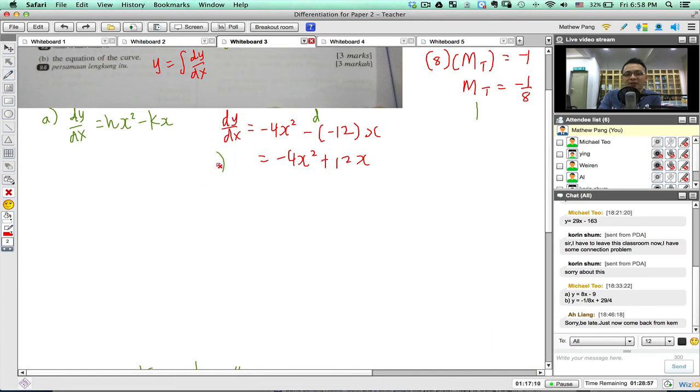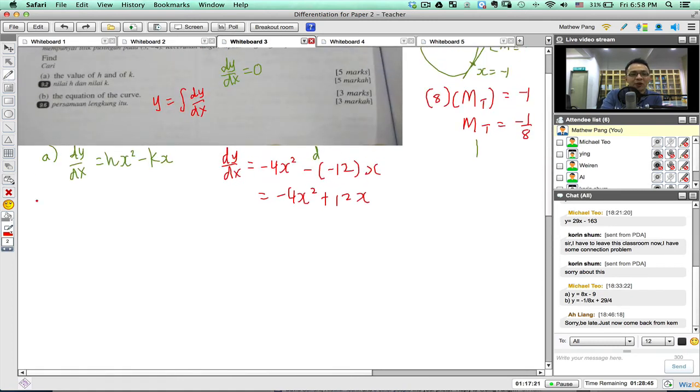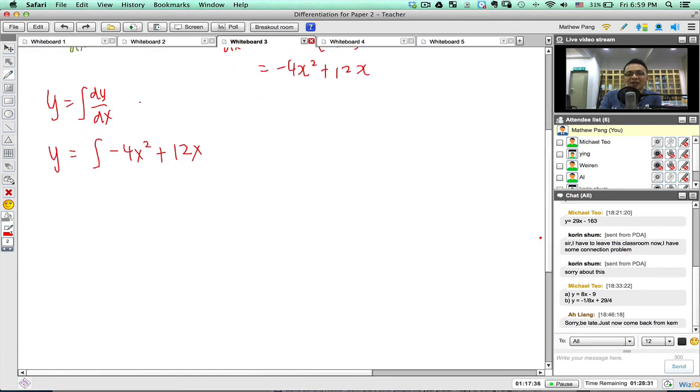If you have any problem, just let me know. Then we can start to integrate. We know that in order to get y, we must integrate dy/dx. So we integrate negative 4x squared plus 12x. It's very simple to integrate if you understand the integration law: power plus 1. 2 plus 1 is 3, divided by the new power. This is 12x, power 1, right? 1 plus 1 is 2, divided by the new power, which is 2. Alright, then remember, you always need to plus c, because this integral has no limits. Sometimes you have 0 to 2, something like this. If you have the limits, then you do not need to plus c.